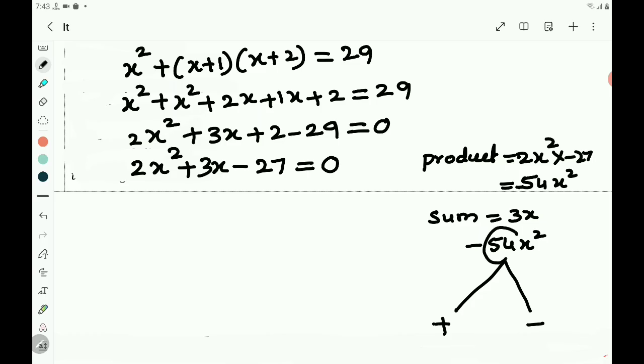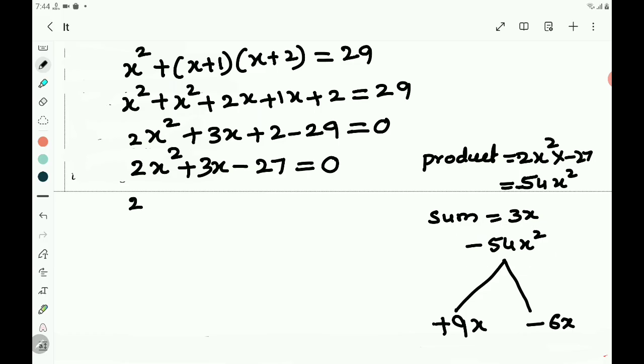And in which table is 54 there? You know that 9 6s are 54. Then 9 and 6, 9x minus 6x you will get. 9x minus 6x is equal to what? 3x. And 9x into minus 6x is equal to minus 54x square. Here 3x is split into 2 terms, 9x and minus 6x, to get the product minus 54x square.